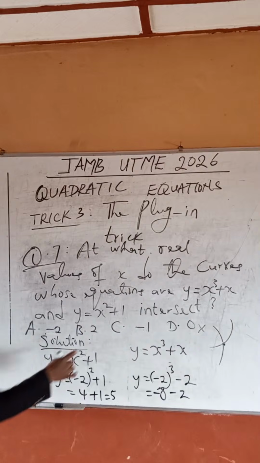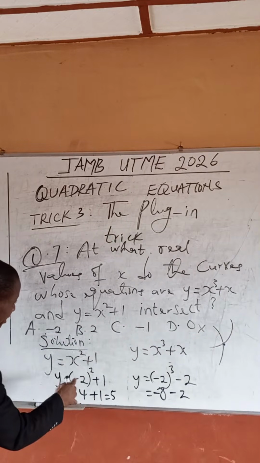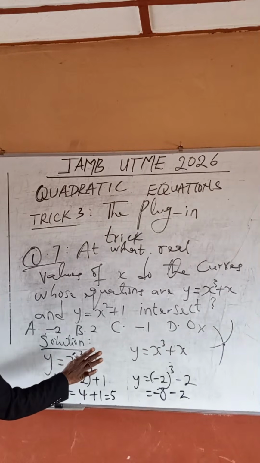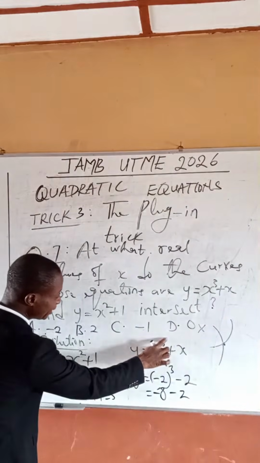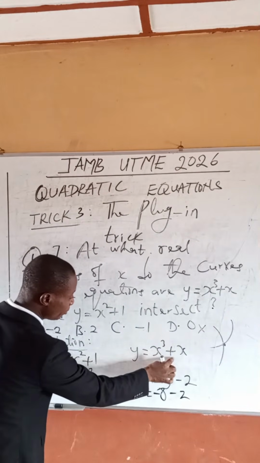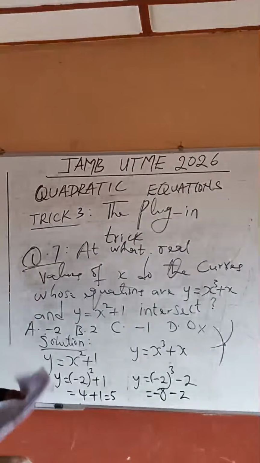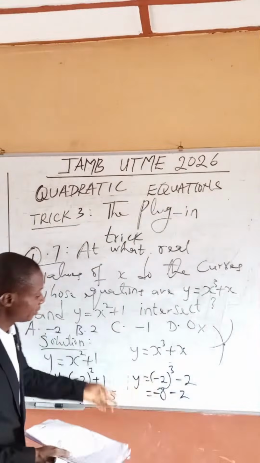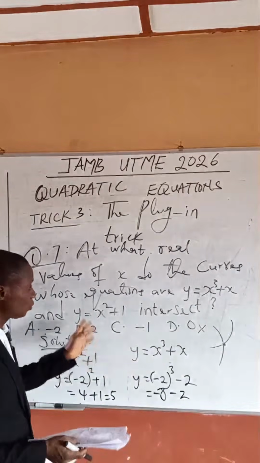We try 2. Let's try 2 and see. If we try 2, 2 squared is 4 plus 1, that's 5. 2 cubed here is 8 plus 2. So you can see that the answer is not here. So with our trial and error method, we cannot find the answer right here. So we are likely to give the answer no answer. Do you understand? If you find something like this, it means you are not to answer it.